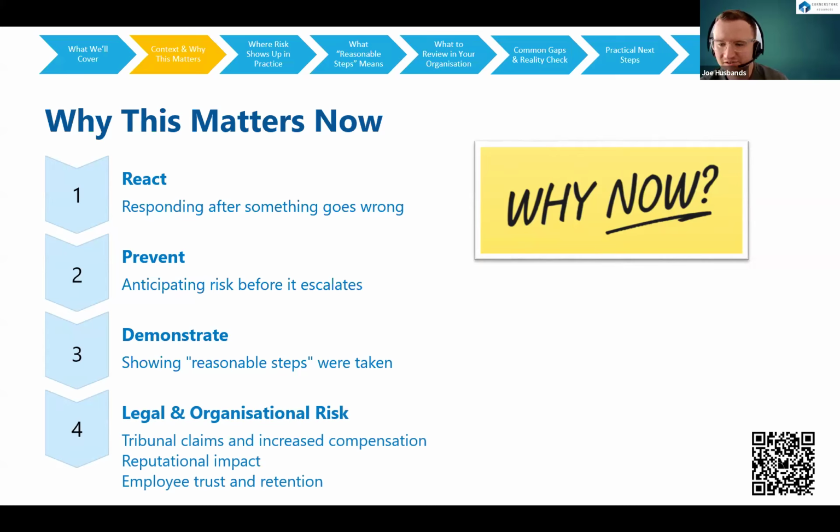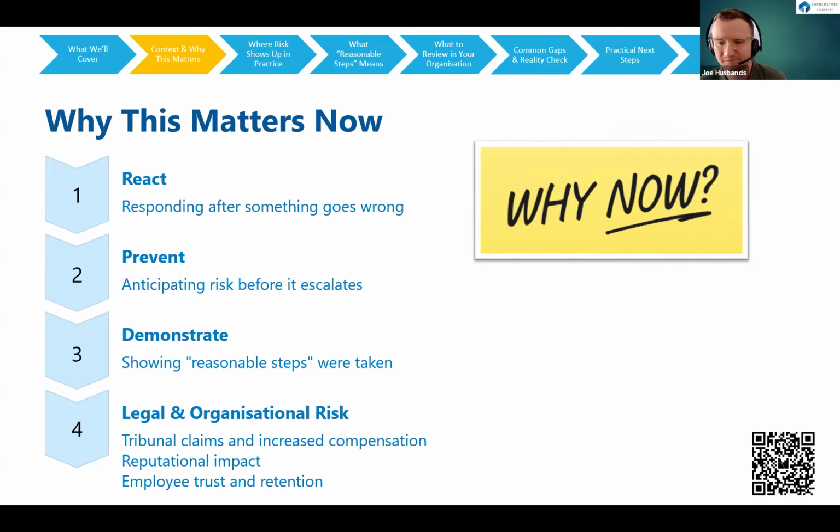But for many organizations, the impact is wider than that. So there is also a reputational impact, how your organization is seen internally and externally if issues aren't handled well. And there is the impact on employee trust and retention, as you might expect. If staff feel that difficult behavior is tolerated, minimized, or just left unaddressed, that then starts to impact trust and it can drop very quickly.